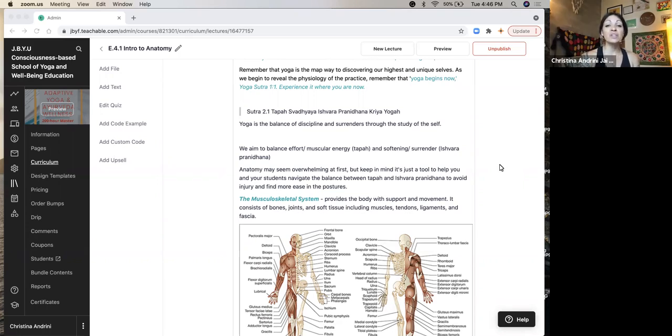And we begin to reveal the physiology of the practice. We remember that yoga begins now. Like Yoga Sutra 1.1 says, we experience it where we are at now. Yoga Sutra 1.1 is "Atha Yoga Anushasanam," yoga begins now. And Sutra 2.1, "Tapas Svadhyaya Ishvara Pranidhana Kriya Yoga." Yoga is the balance of discipline and surrender through the study of the self.